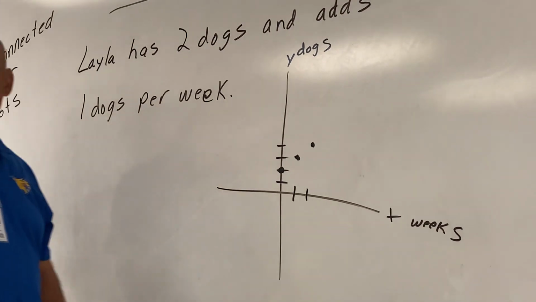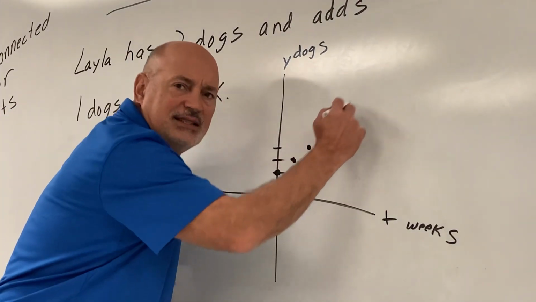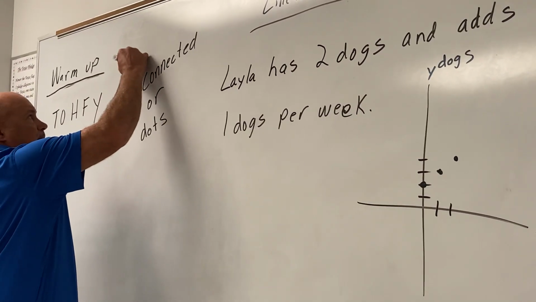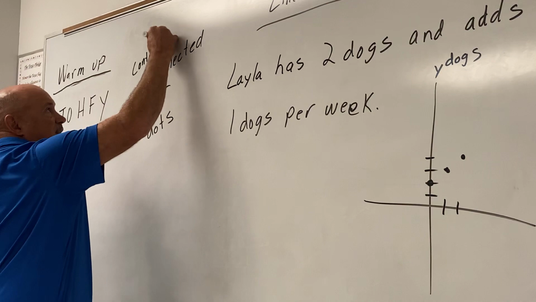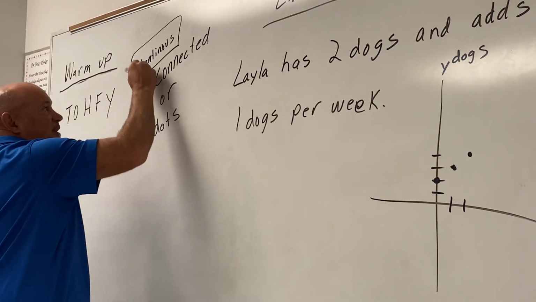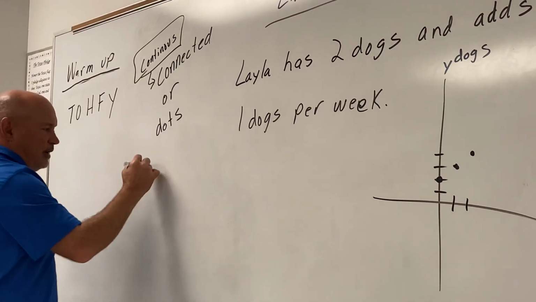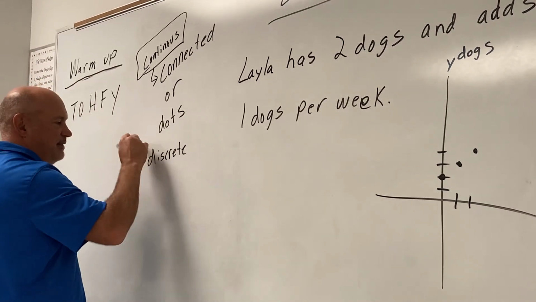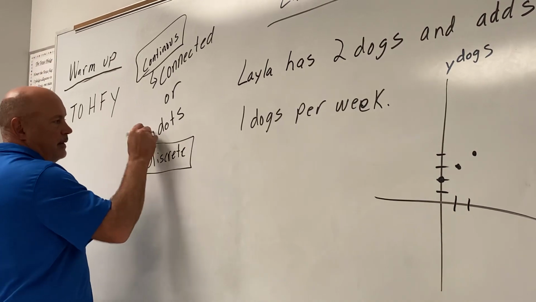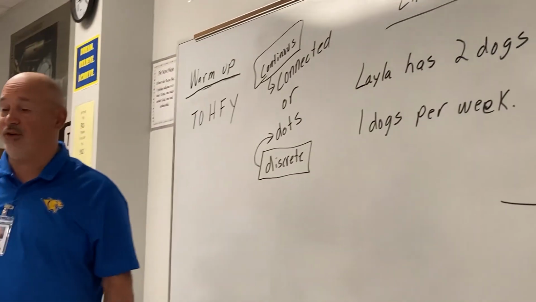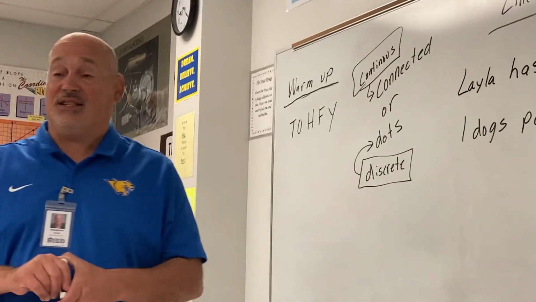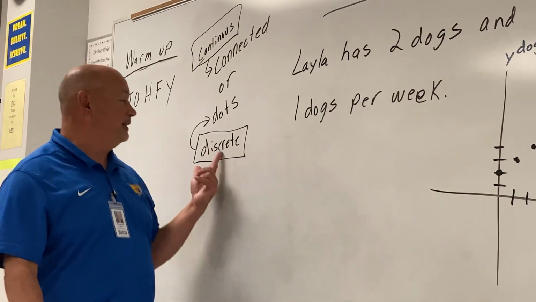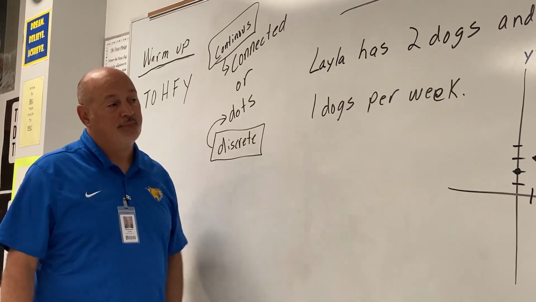Okay, here's the question. Do we need to connect this graph and make it what is called continuous? Put this in your notes. Continuous is connected. Or are we going to leave it discrete, which means we're only going to leave the dots? Here's how you determine which one to pick. Because each graph could be connected, or it could be left as just the dots.